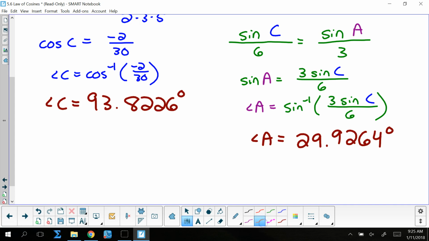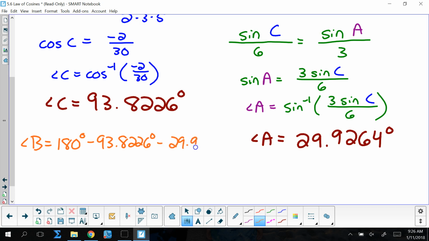That then allows me to find angle B as 180 degrees minus 93.8226 degrees minus 29.9264 degrees. So then angle B here is 56.251 degrees.